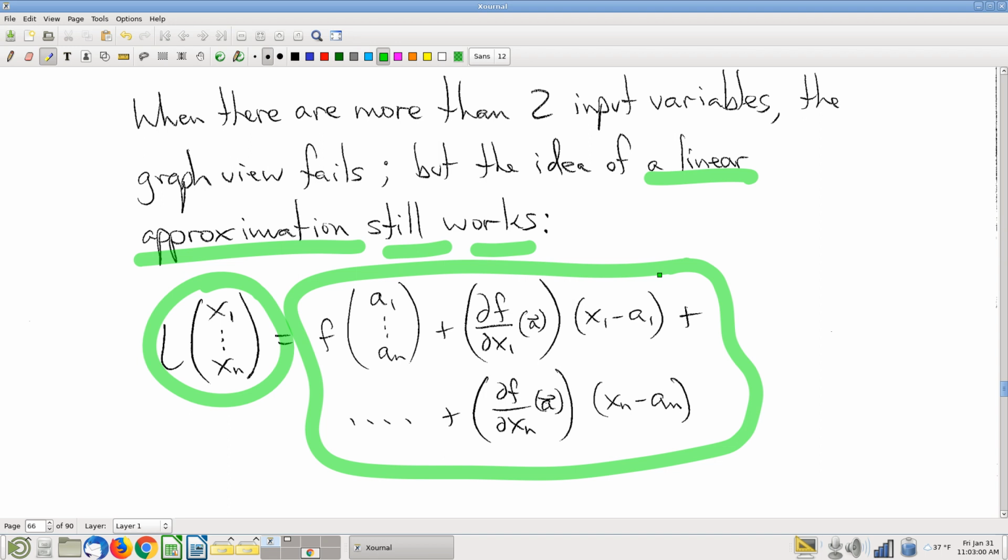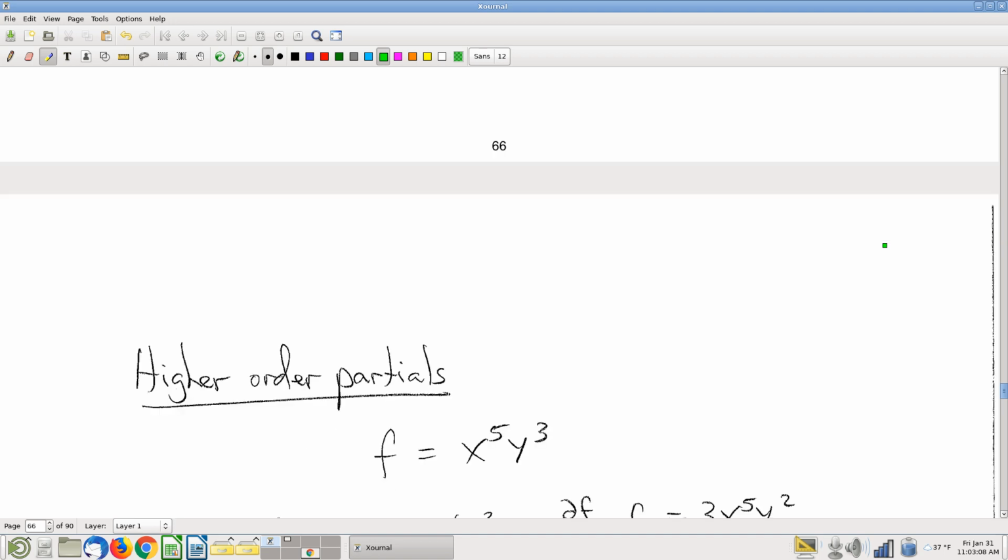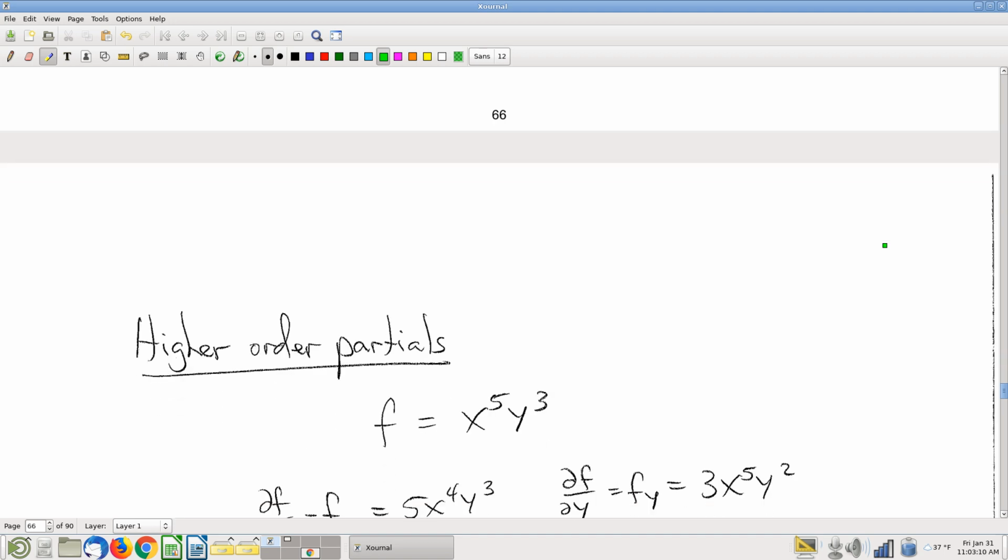Okay. All right. Okay, how are we doing? Is everybody on board? All right. Okay, let's talk about higher order partials.